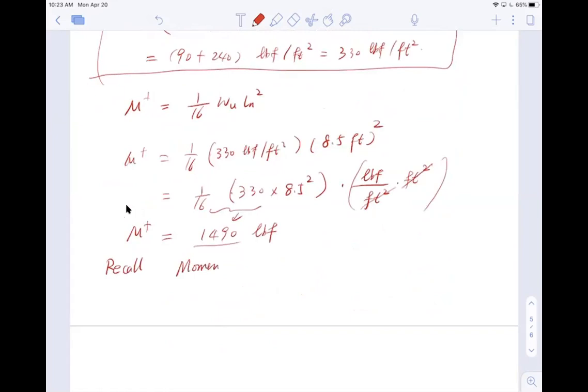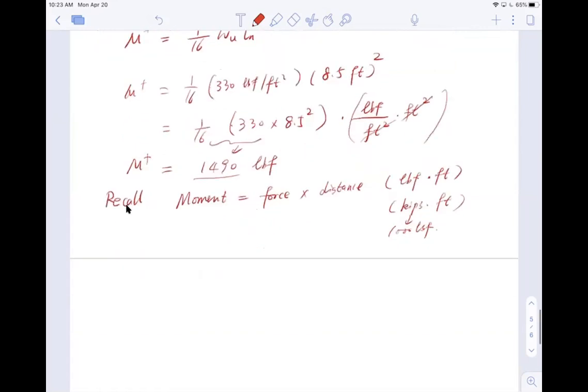moment equals force multiplied by distance. In a common unit here, we're talking about pound, lbf, multiplied by feet, or better yet, kips multiplied by feet. That is 1,000 pounds, right? So what I'm looking for is moment in terms of 1,000. So this is actually 1.49 kips.